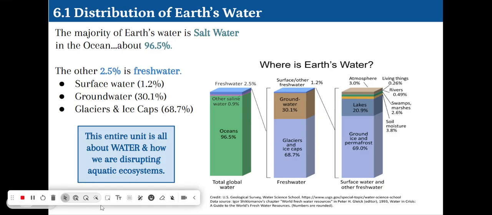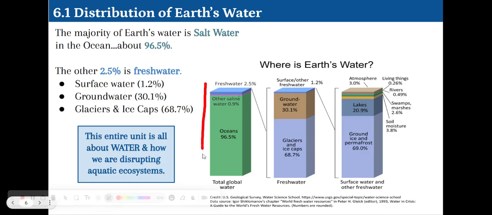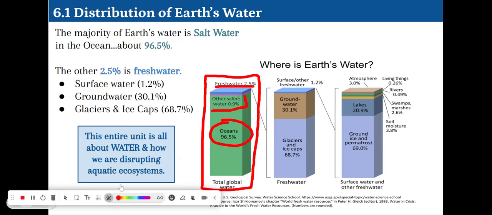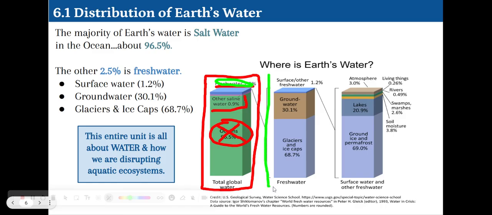So if we take a look at this first section here, this is our total global water. The majority of it is water found in the ocean. We do have other saline water. Saline means salt. And a very small amount of water on Earth is fresh water. And that is significant because we cannot drink salt water as humans. It is not drinkable by us because of our homeostasis. We can, however, drink fresh water. But this 2.5% of fresh water is now broken down into a few main categories.